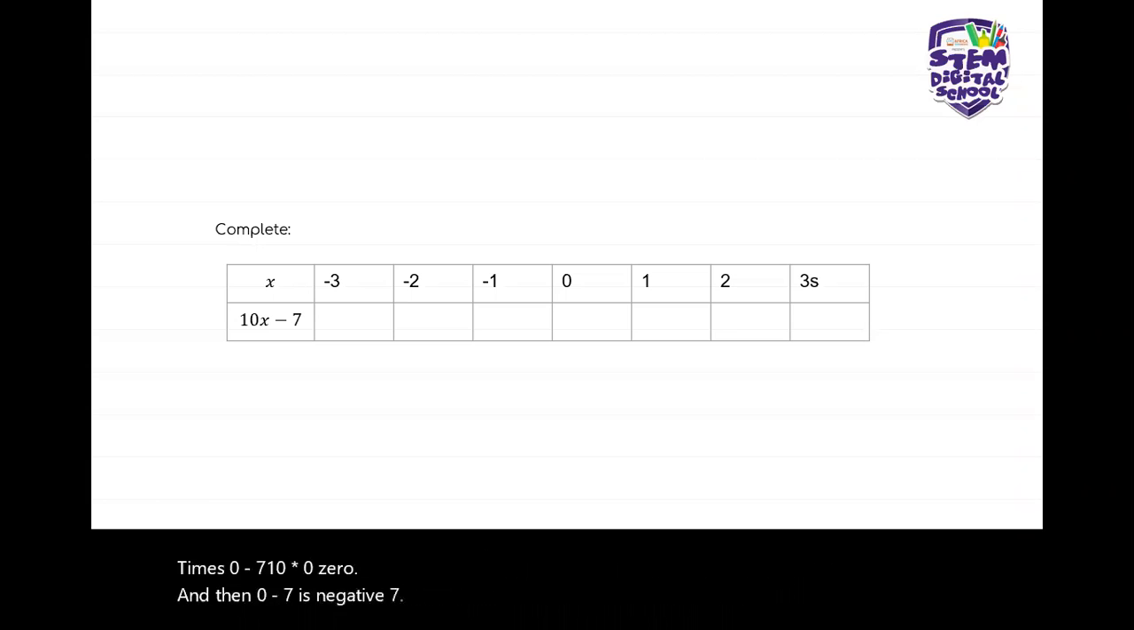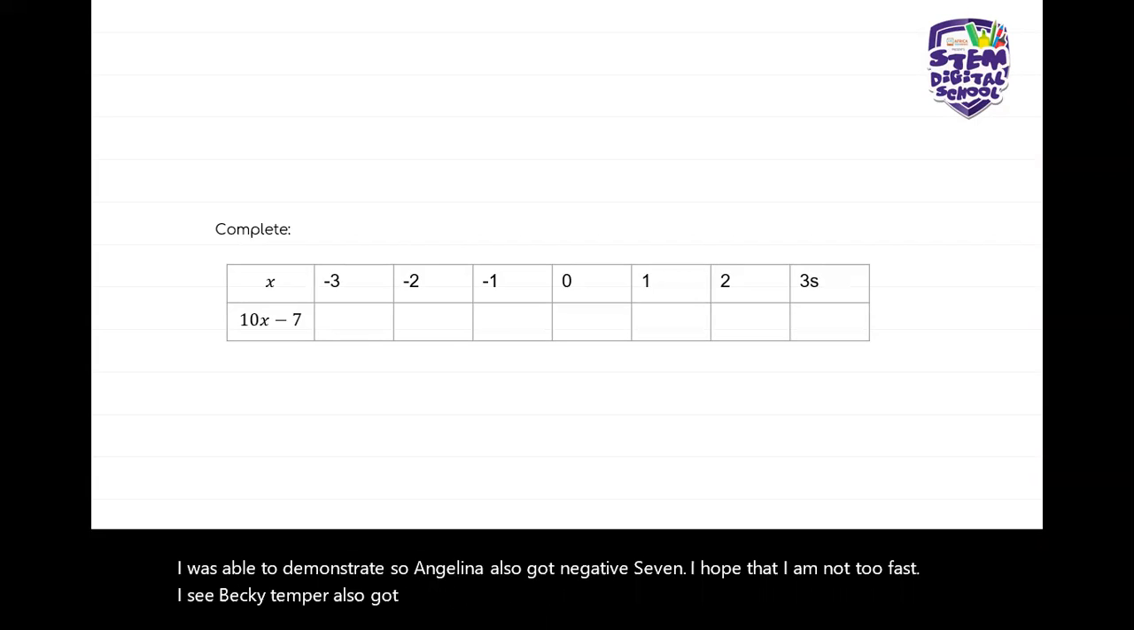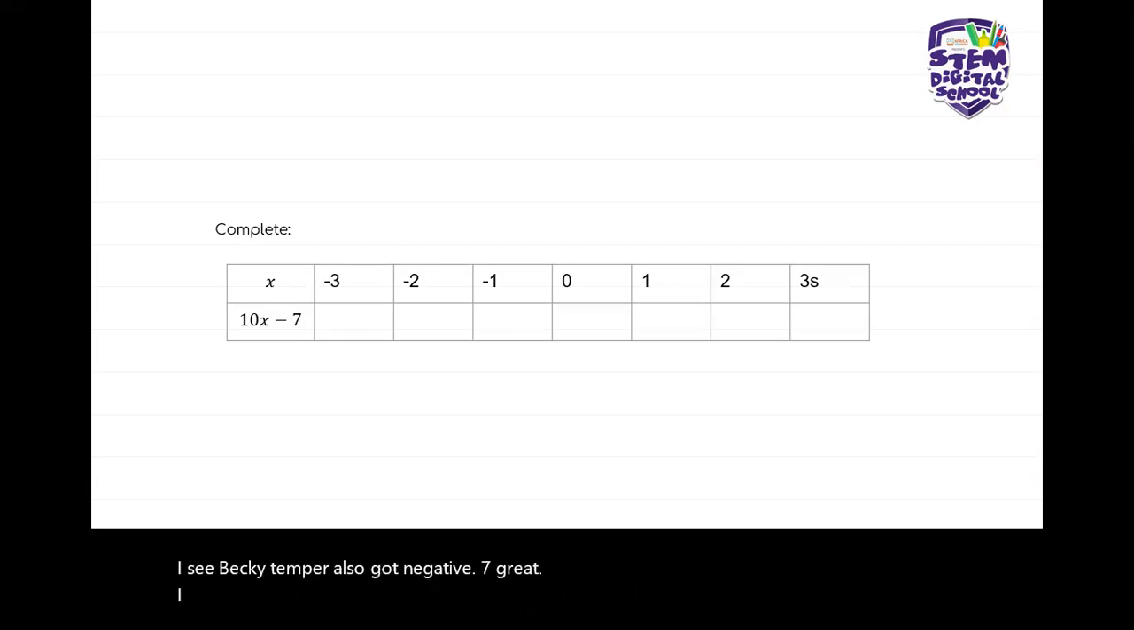So the correct answer there is negative 7. Earlier on, Fizana was able to demonstrate. So Angelina also got negative 7. I hope that I am not too fast. I see Becky Temba also got negative 7. Great. I hope that I'm not moving so fast.